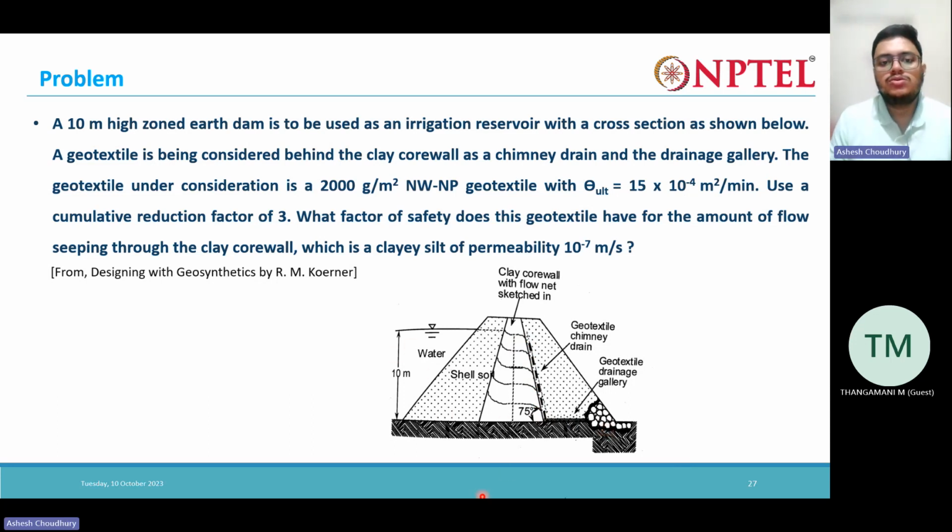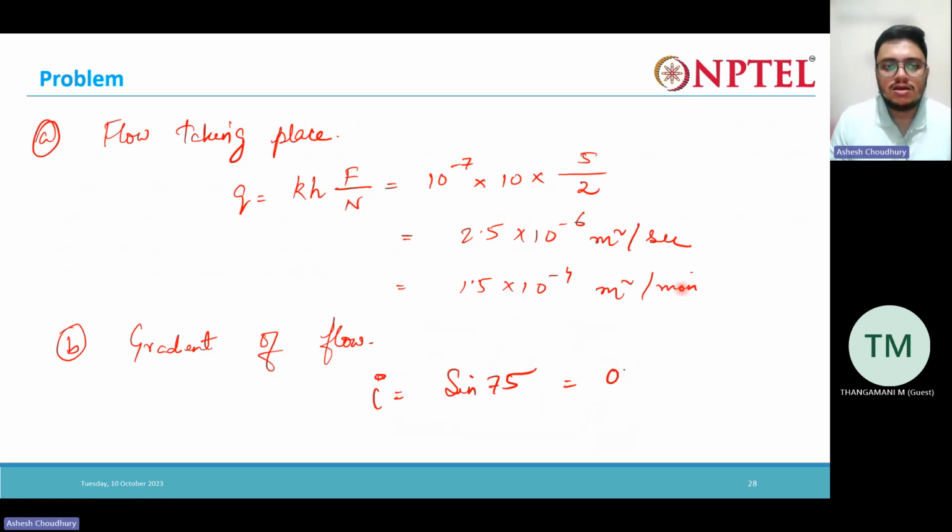So we need to find out the factor of safety for the flow. So how to find the flow? To determine the flow, again, we need to draw the flow lines and the equipotential lines. So here you can see the flow lines and the equipotential lines. 1, 2, 3, 4, 5 flow channels, and how many drops? 1, 2, 2 equipotential drops. So from that you can determine the flow. You see we have determined the flow here.